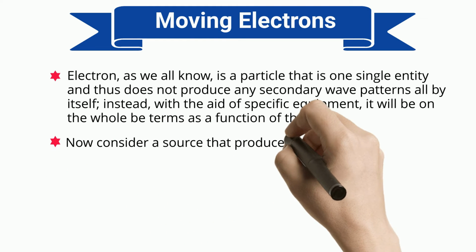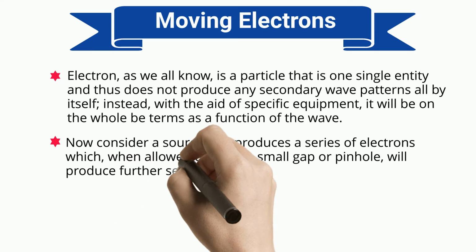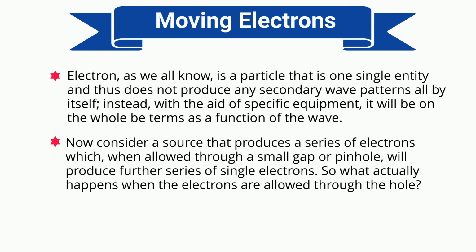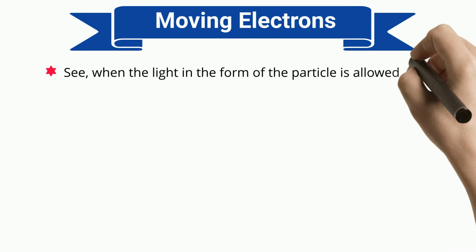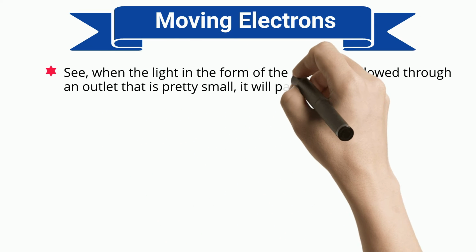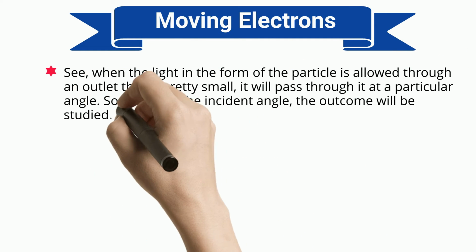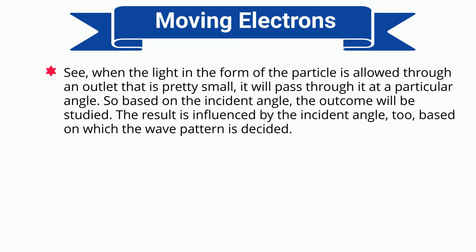Now consider a source that produces a series of electrons which, when allowed through a small gap or pinhole, will produce a further series of single electrons. So what actually happens when the electrons are allowed through the hole? See, when the light in the form of the particle is allowed through an outlet that is pretty small, it will pass through it at a particular angle. So based on the incident angle, the outcome will be studied. The result is influenced by the incident angle too, based on which the wave pattern is decided.